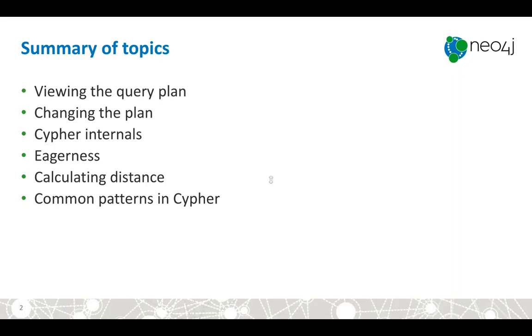We're going to look at eagerness, which is an aspect of the query plan that has significant impact on the amount of memory used by the query. So we're going to look at that and how to optimize the eagerness out of the query plan. We're going to look at using Cypher to calculate the distance between points. And then we're going to look at a few common patterns in Cypher that I see, so you should be able to take those and apply them to your domain model, hopefully.